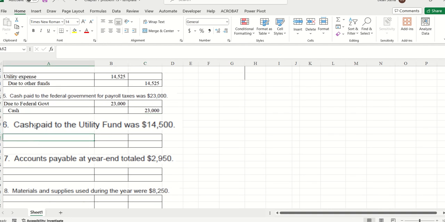Cash paid to the utility fund was $14,500. So we're going to hit the due to other funds. If you remember, we put that in there when we got the bill from the utility fund. So due to, and we paid them, so that's going to hit cash, right? And that was for $14,500.